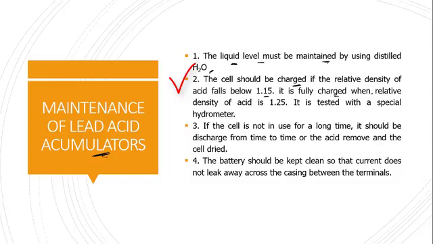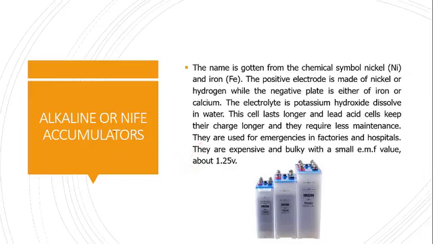It is also fully charged when the relative density of the acid is 1.25, tested with a special hydrometer. The third way to maintain a lead acid accumulator is that if it is not in use for a very long time, it should be discharged from time to time, or the acid removed and the cell dried up so that it doesn't deteriorate over time. Additionally, the battery should be kept clean so that current does not leak away from the casing between the terminals.